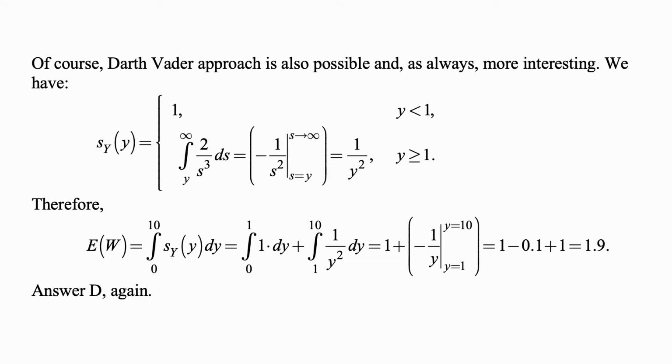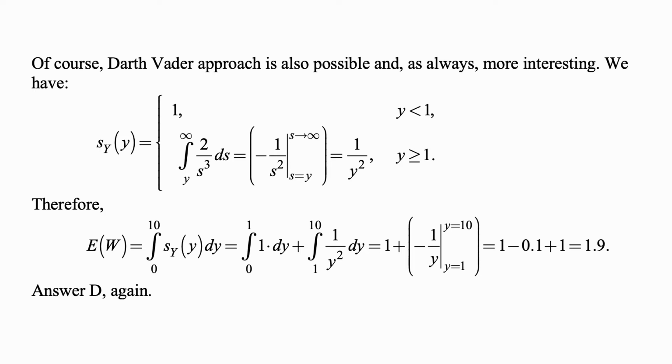And the integral of 2 over s cubed is minus 1 over s squared, because this is really minus s to the negative 2. When you take the derivative of that, you get minus negative 2, so 2 times s to the negative 3, which is 1 over s cubed. So this is evaluated from s equal to y to plus infinity. So basically s going to infinity. At infinity, it's 0. At y, it's minus 1 over y squared. But we're subtracting it, so the value is 1 over y squared. So this is the survival function.